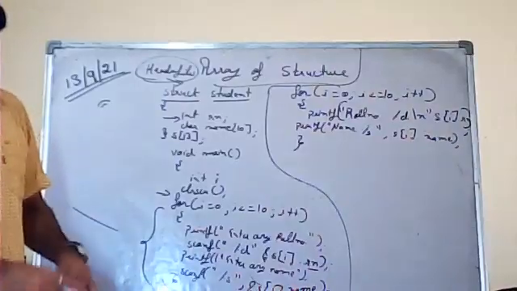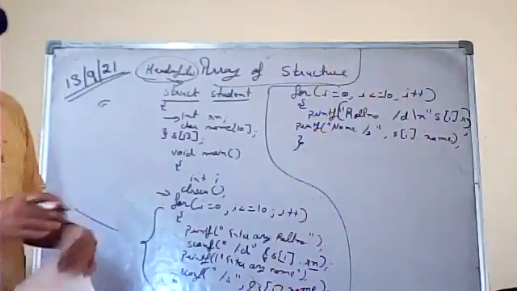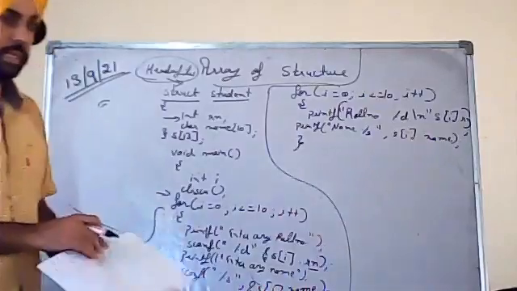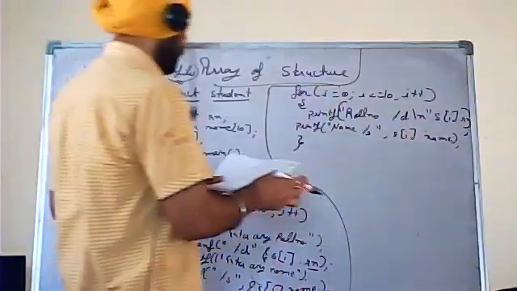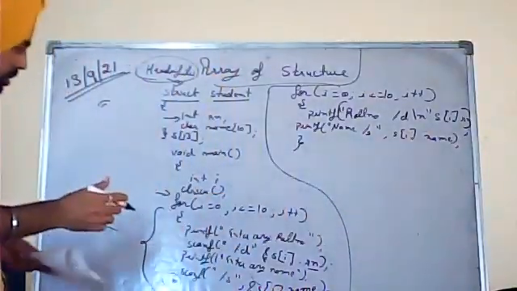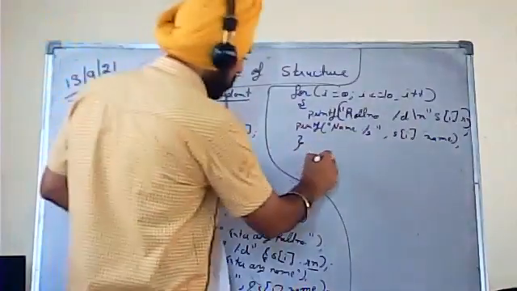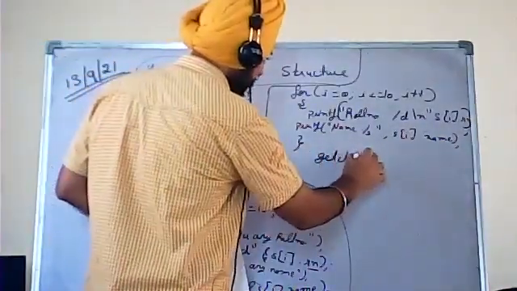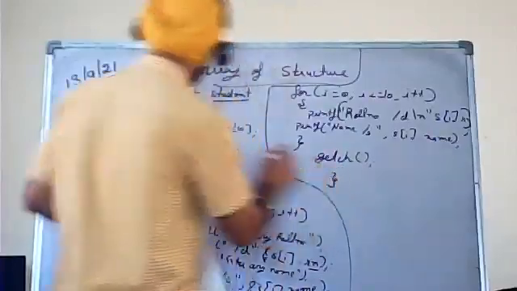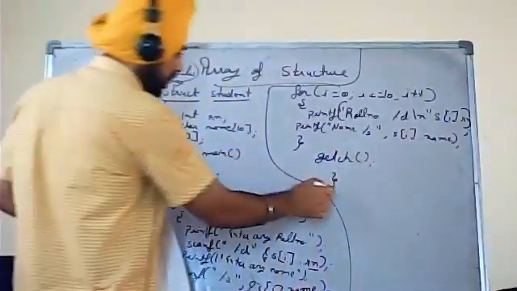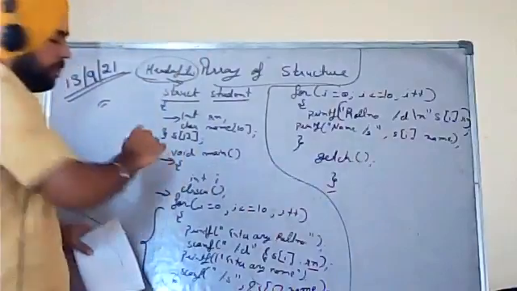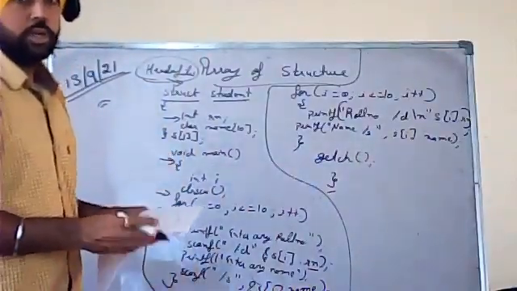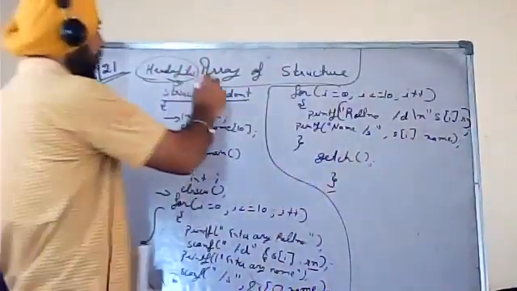So this is a way to declare the array, and after that we just want to hold the output screen. We use getch for that and close the compound statement for the main function. So this is all about the array of structure.